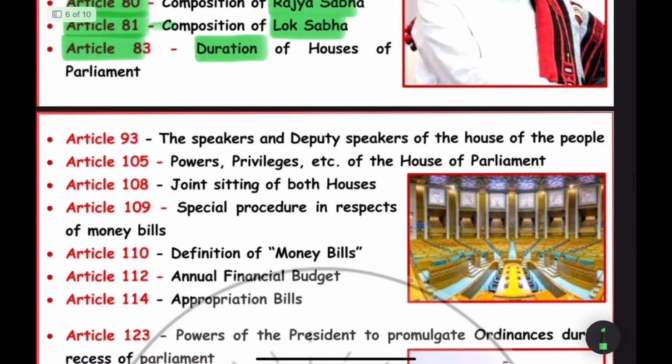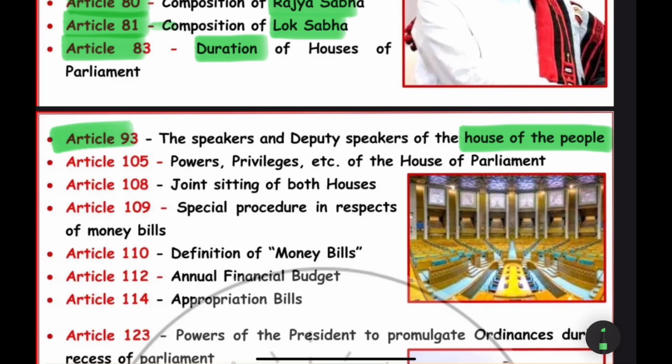That means the House of the People, guys, is another name for the Lok Sabha. Don't be confused about that. So House of the People means what? The Lok Sabha. So who will be the Speaker and who will be the Deputy Speaker of the House? Which article tells that? That is your Article 90.